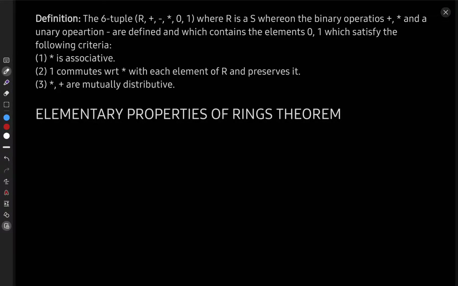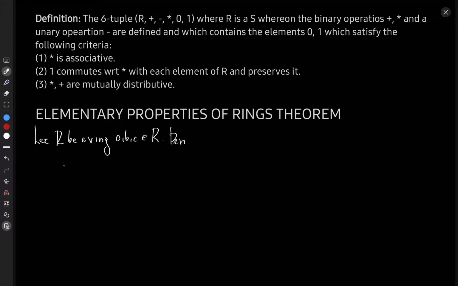We're going to be talking about the elementary properties of a ring theorem. I took the liberty of writing the definition of a ring up here for anyone who needs a review, and we're going to go on with the theorem. So what's the claim? Well, let R be a ring and A, B, C be some elements of the underlying set of the ring.